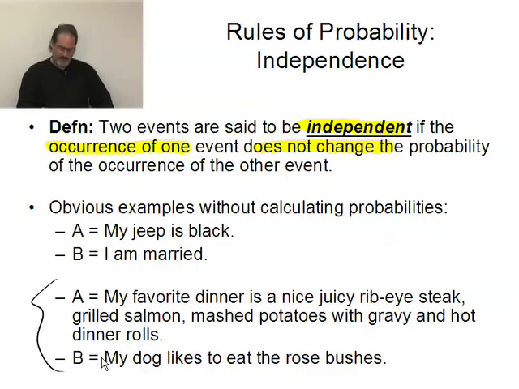Another example. My favorite dinner is a nice juicy ribeye steak, grilled salmon, mashed potatoes with gravy, and hot dinner rolls. My dog likes to eat my rose bushes. That's event B. Does the fact that I like salmon and mashed potatoes and ribeyes tell you whether or not my dog likes my rose bushes? There's no connection between them. Knowing one does not tell you anything about the other. That's what we think of when we talk about two events being independent.